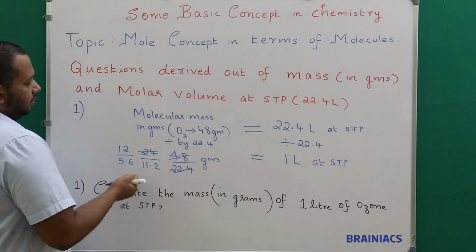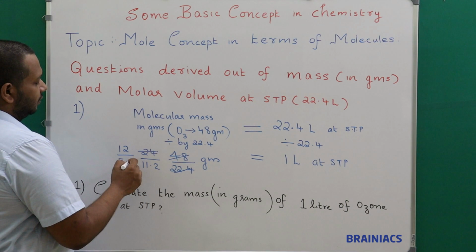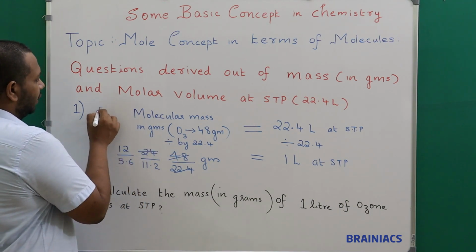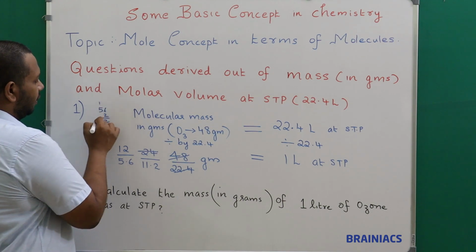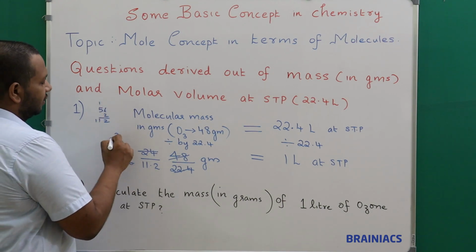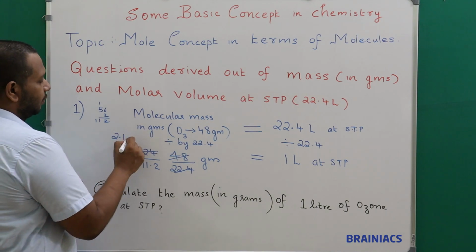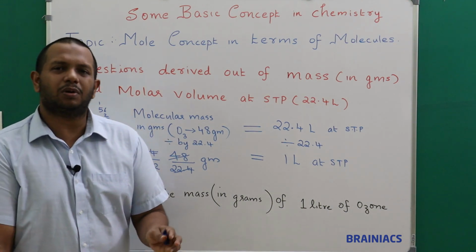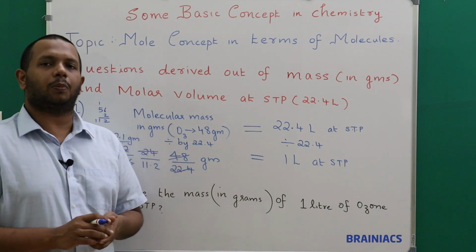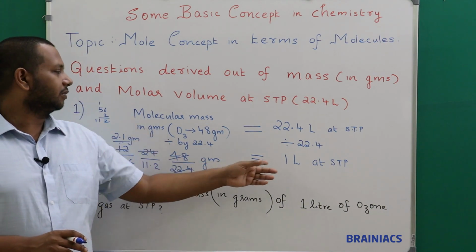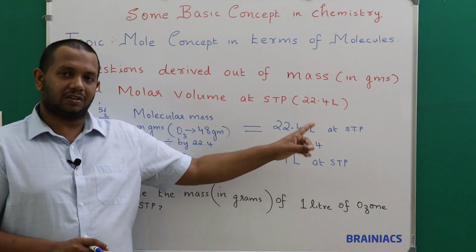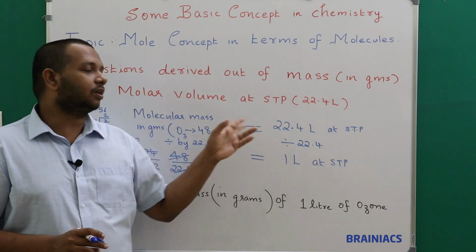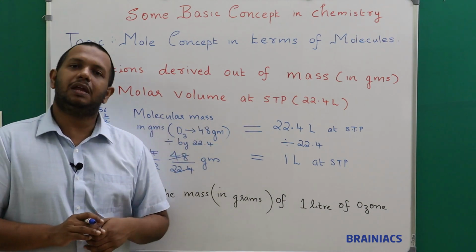Correct. So 5.6 into 2 is approximately how much? You can take it to 12, 11.2, we just did. So I can say it's 2.1 something around there. So my final answer is some 2.1 gram. Always round it to about 2, then check for the answer in the options. So 1 liter of ozone gas at STP will have a mass of 2.1 gram, and if you take 22.4 liter it will have a mass of 48 gram. That is the meaning actually.